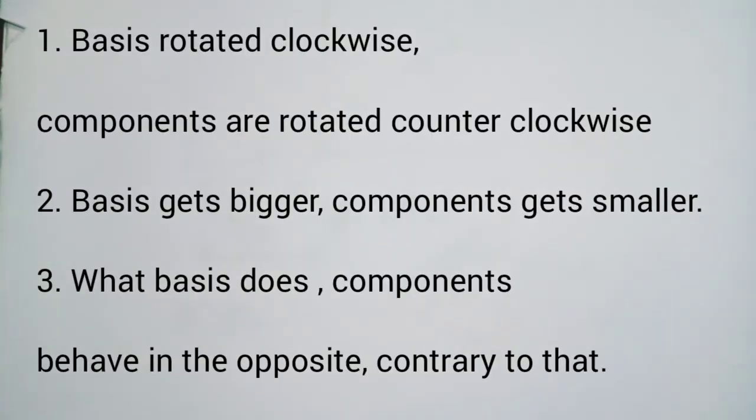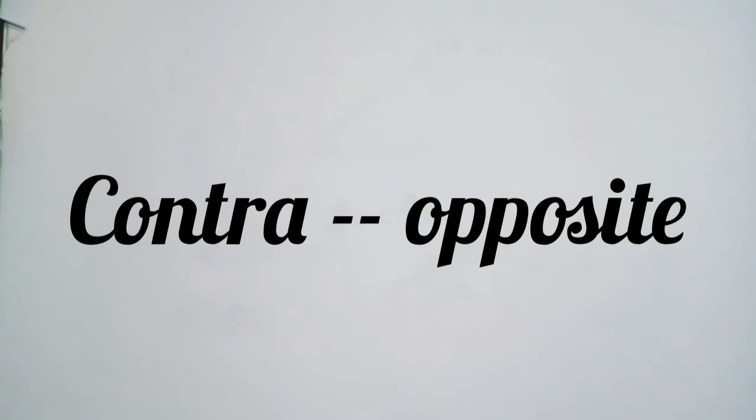Basis rotates clockwise, components rotate, I'm so sorry. Basis is rotated clockwise, components rotate in the counterclockwise direction. Basis gets bigger, components will shrink. Basis rotates one way, and the components rotate the other. So this brings us to what we call a contravariant vector. So contravariant is something which is opposite.